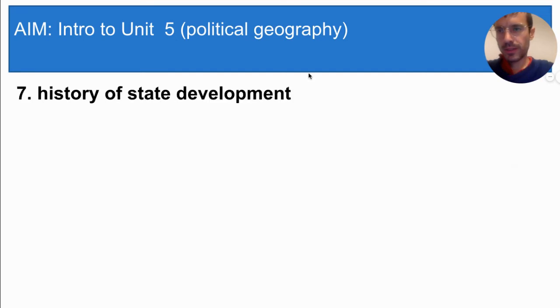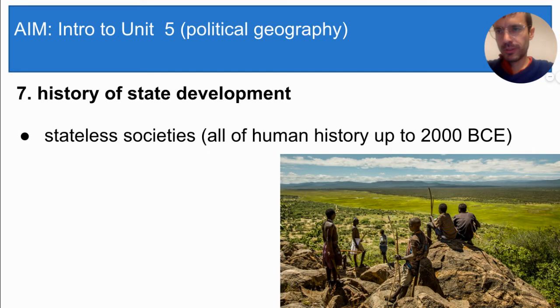Now let's look at the history of state development. In other words, how have states evolved over time? The first human societies, lasting from the beginning of human history up until about 2000 BCE, were stateless. In other words, humans in those societies didn't live in states. That's because there were no formal governments or defined borders of control.